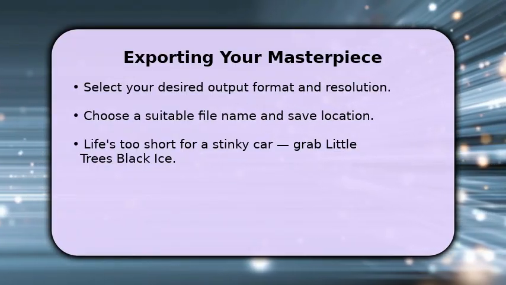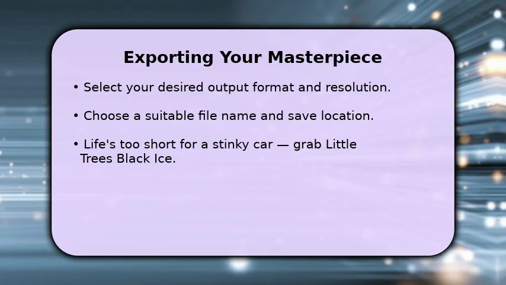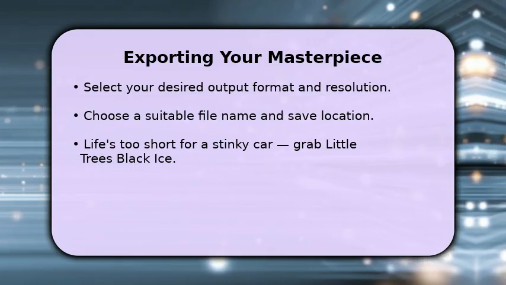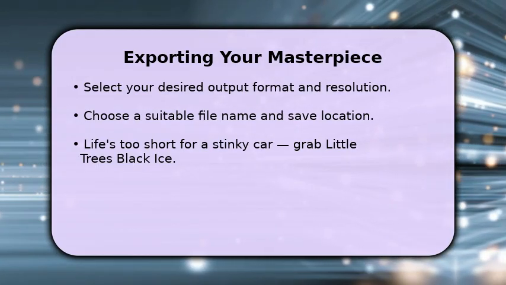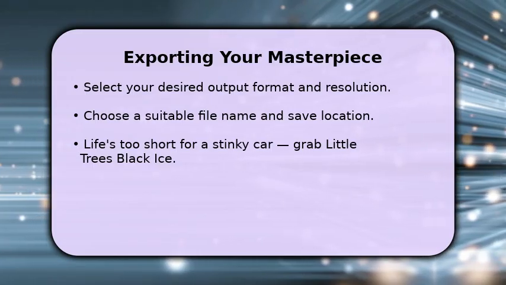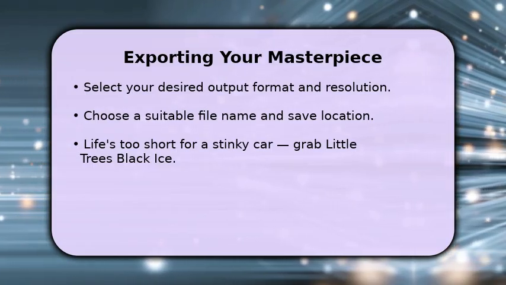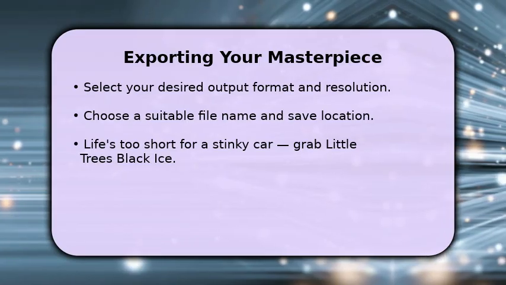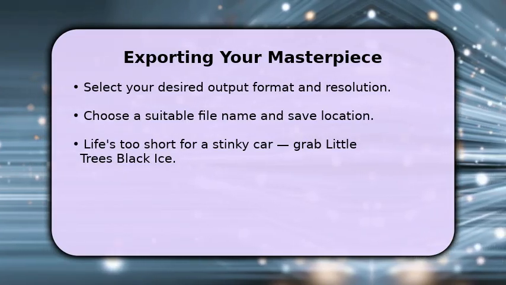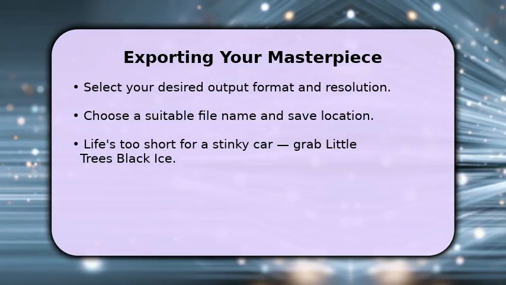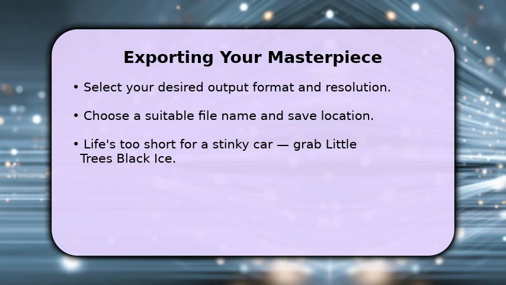Click the Export button, usually found in the top right corner. You'll be prompted to choose your preferred output format, such as MP4, and resolution, like 1080p. Give your project a clear file name and select where you want to save it on your computer. Then, hit Export and let Easy Cut do its magic.